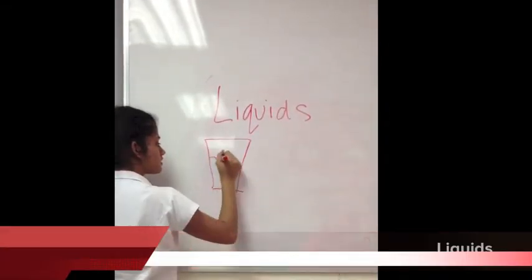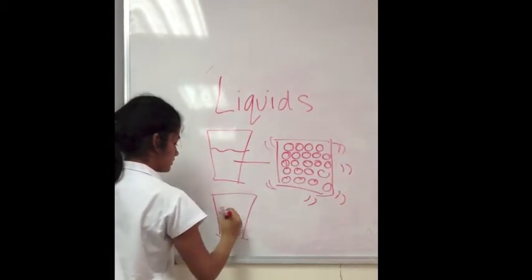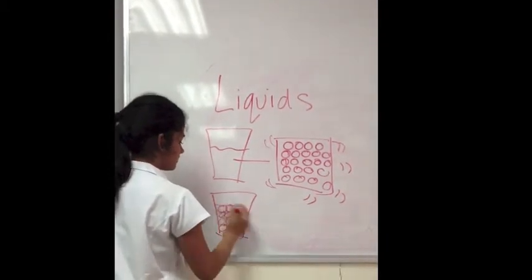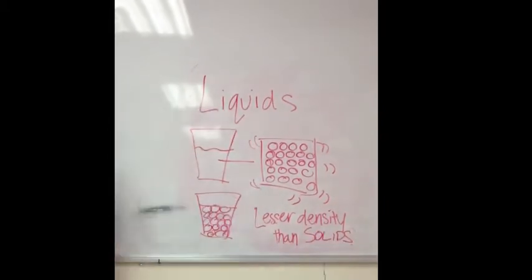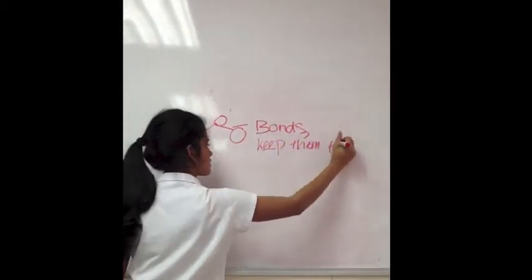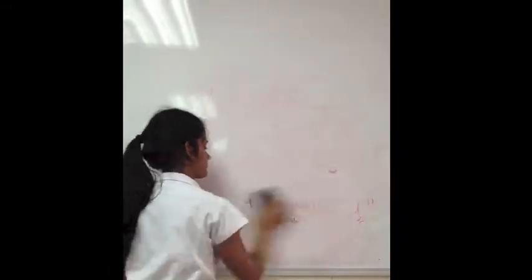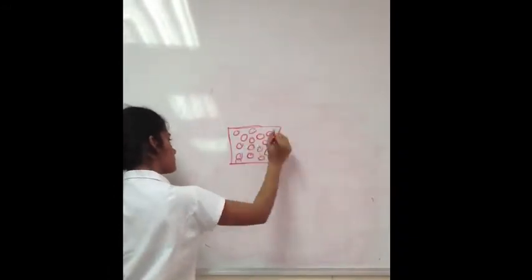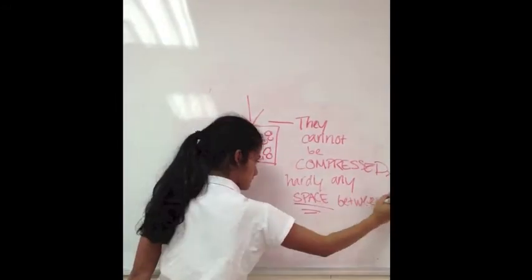Liquids. The particles in liquids such as water are not as closely packed as solids. They move and vibrate around each other in no particular arrangement. Liquids have a lesser density than solids because they have fewer particles in a certain area. The bonds in a liquid keep the particles together, but they are too weak to keep them from moving around. Liquids take the shape of their container. They cannot be compressed because there's not enough space between the particles.